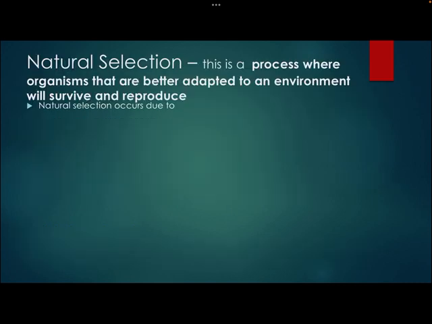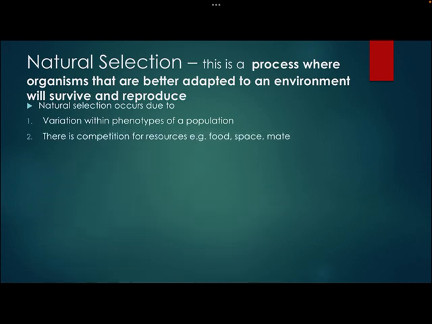Natural selection is a process where organisms that are better adapted to an environment will survive and reproduce. Natural selection will occur due to, first of all, variation within the phenotypes of a population, and that there is competition for resources such as food, space, or mate. So, for example, you could be thinking within a population of an animal, different heights or different wingspan, that within that you have a range of phenotypes, but then there's competition for a resource.